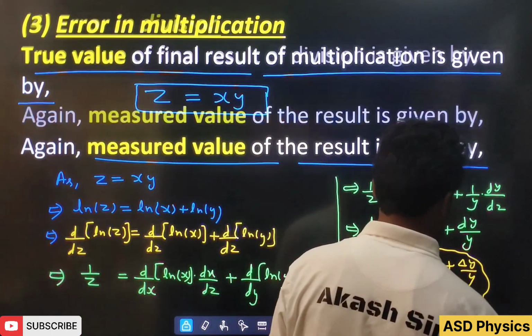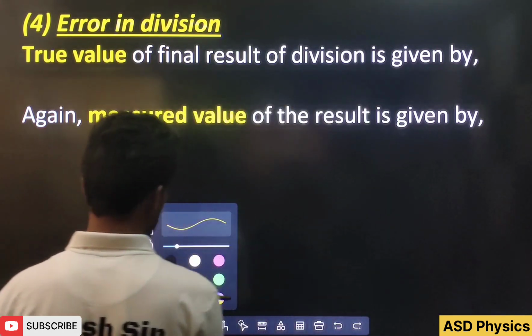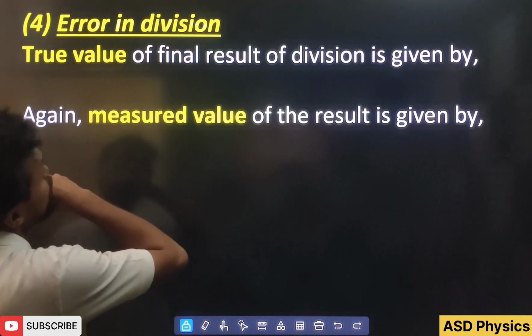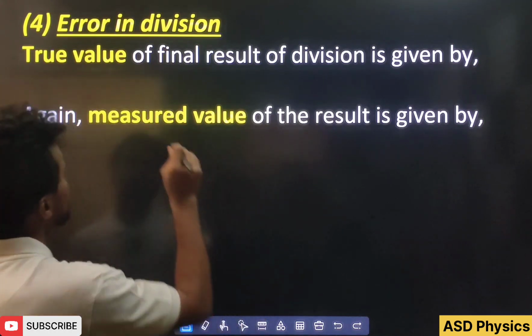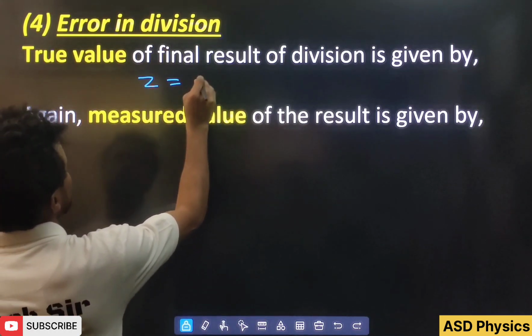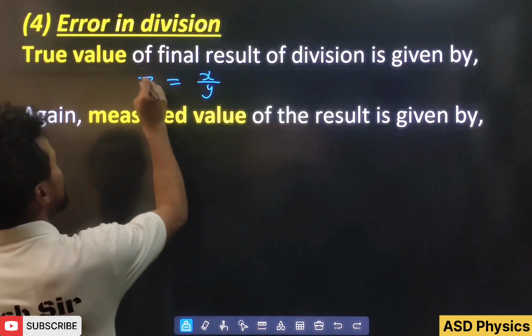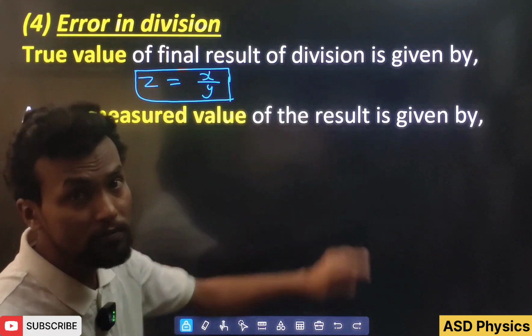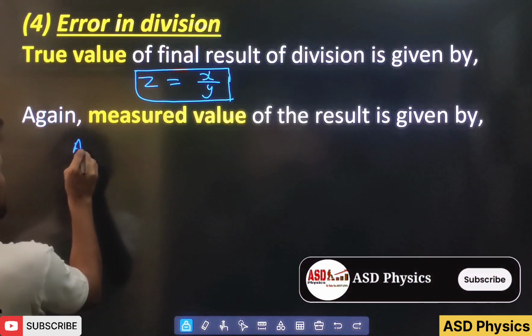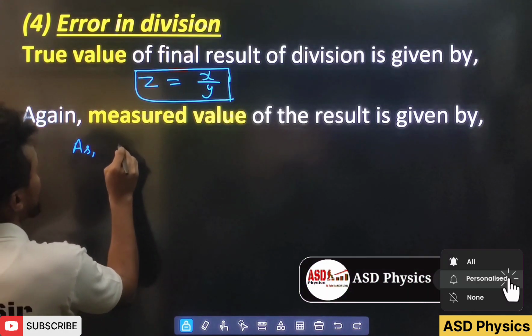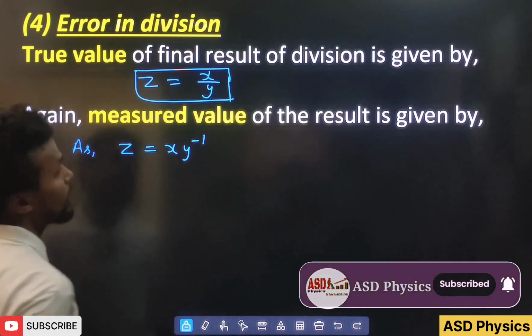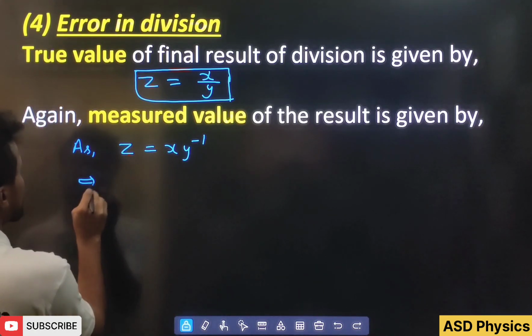Is it? Next one is, students, if we see for division, all the steps I will not write now because we have already seen them, but see here. The true value of the final result of division is given by, let's take, I am writing here, z equal to x by y. You can even write y by x also, not a problem. Okay. Now the measured value of the result is given by, that means the most important thing is we will calculate the error. So again I am telling that here, see, z equal to xy to the power minus 1. Is it? And kindly take the logarithm here.